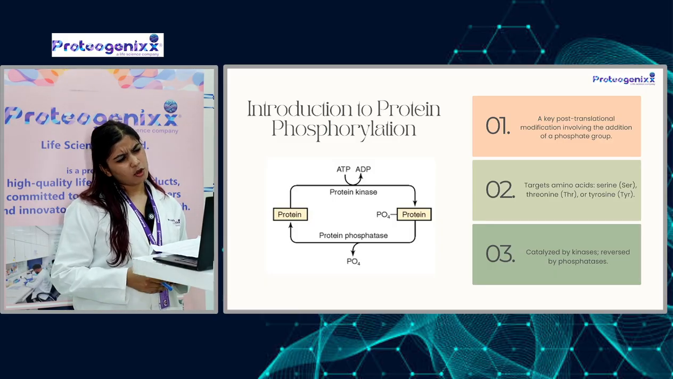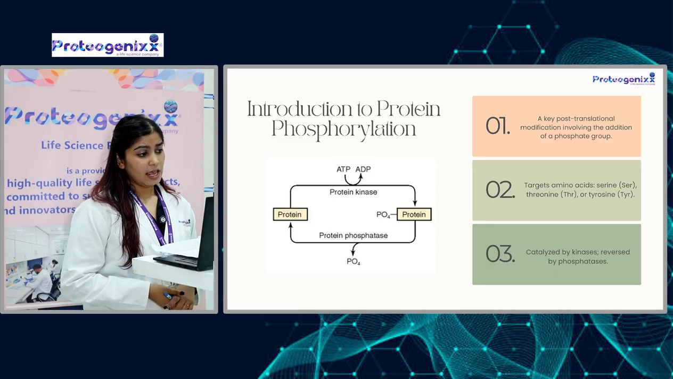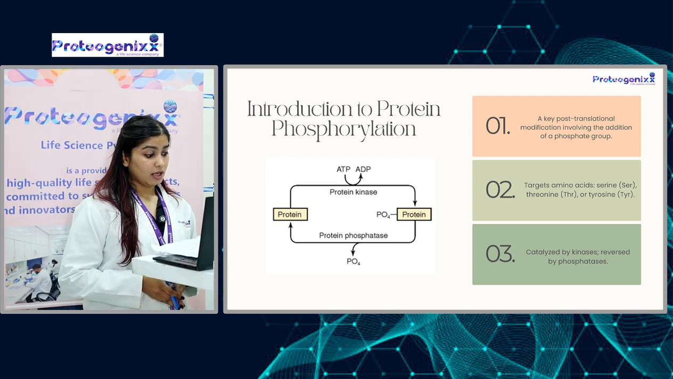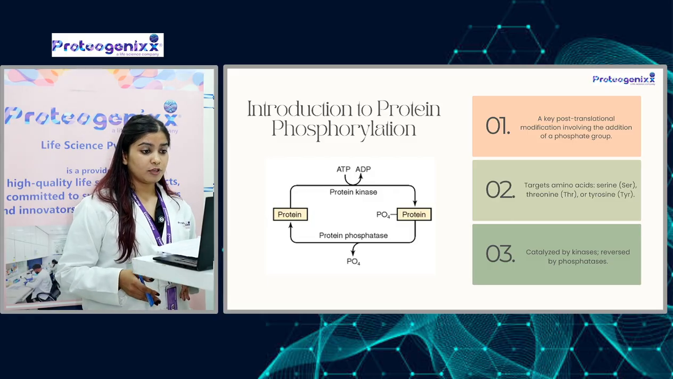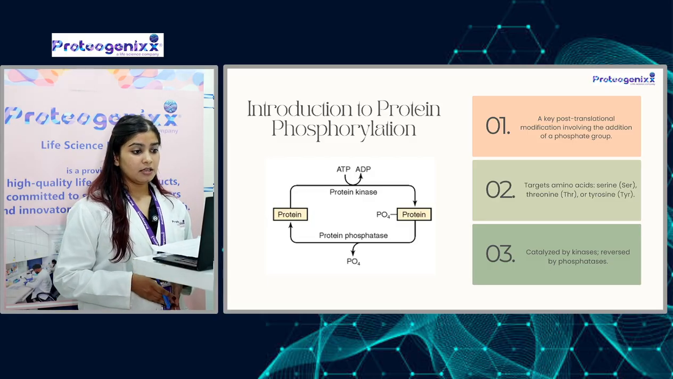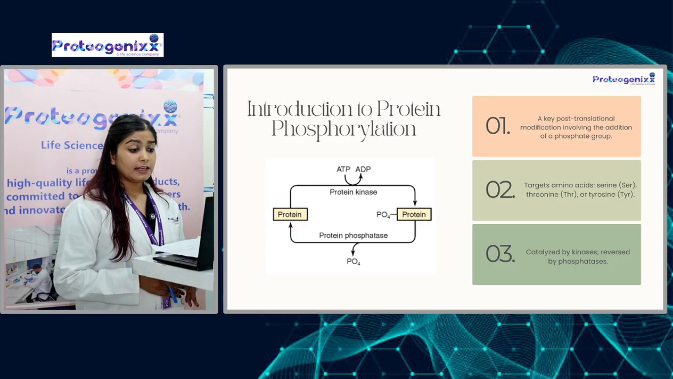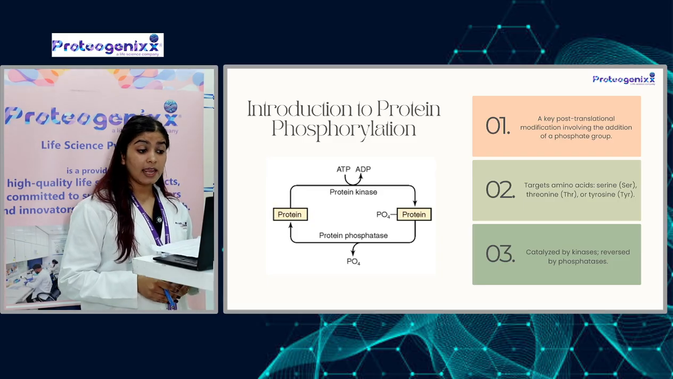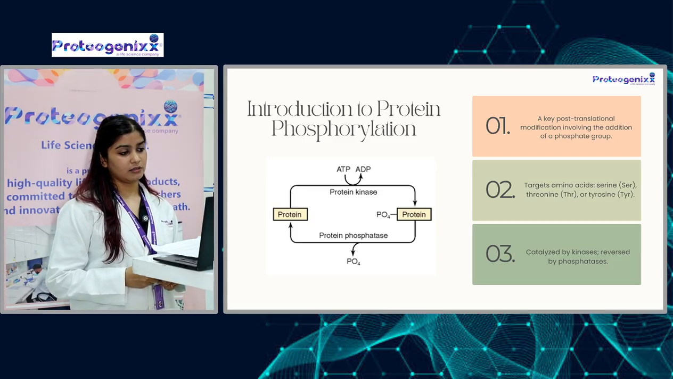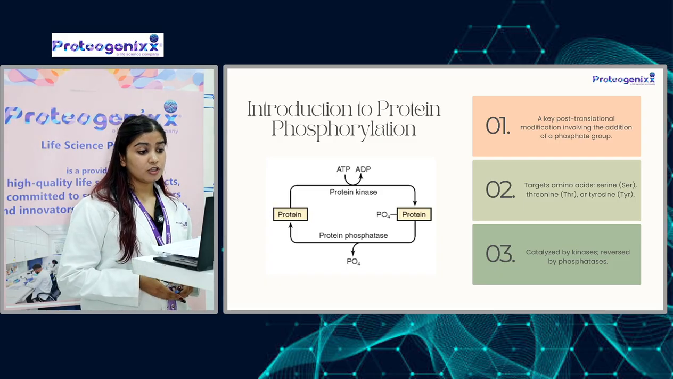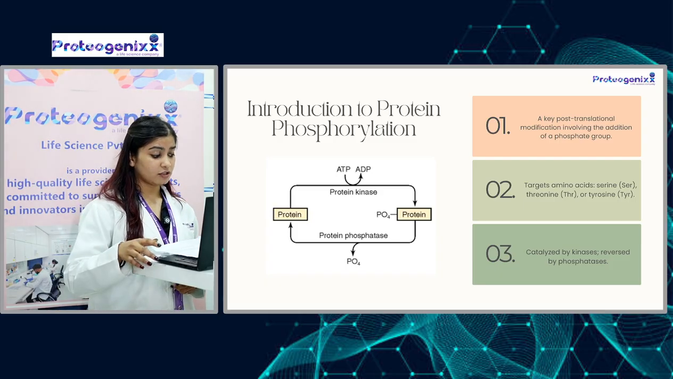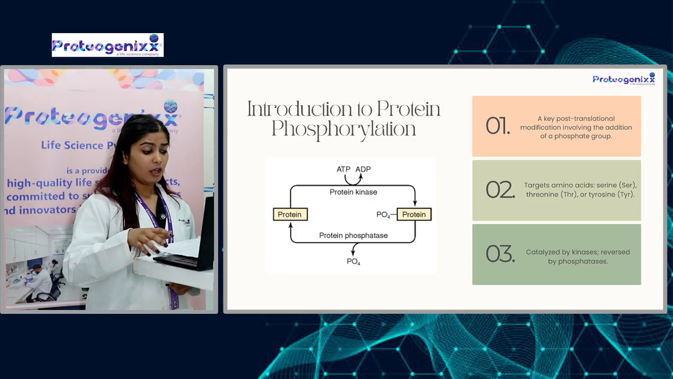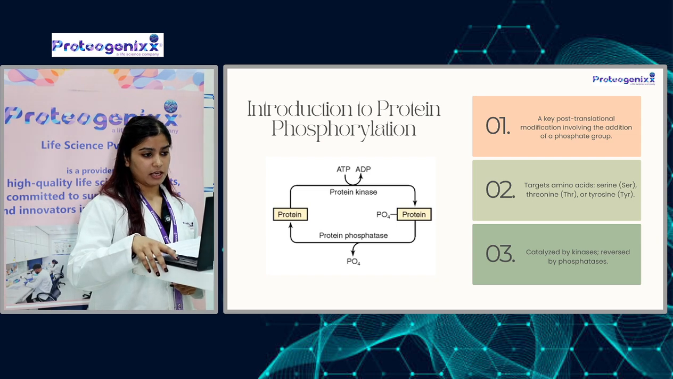Now, why are we just talking about protein phosphorylation? Protein phosphorylation is the most studied PTM, which adds a phosphate group to amino acid residues like serine, threonine, and tyrosine. They are catalyzed by kinases and reversed by phosphatases. And aberrant protein phosphorylation is linked to cancer, diabetes, neurodegenerative disorders, and inflammatory disorders, thus making it a valuable biomarker and therapeutic target.